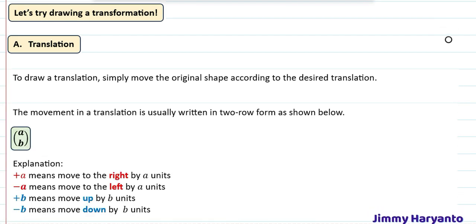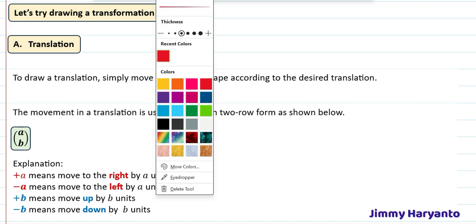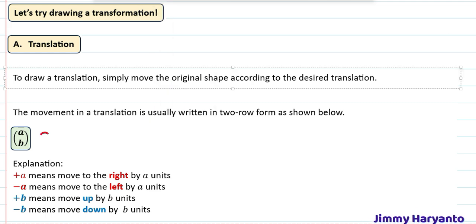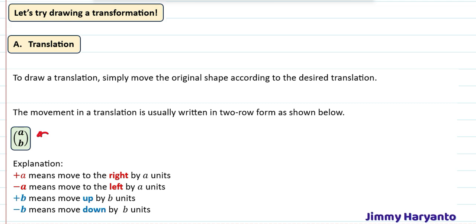The movement in a translation is usually written in two-row form as shown below. This two-row form is also called a vector. So the translation is related with a vector. You will learn vectors later after you reach the 10th grade or maybe the 11th grade. So the two-row form will be like this. This one is called two-row form or a vector.